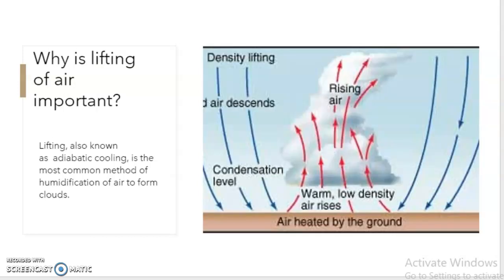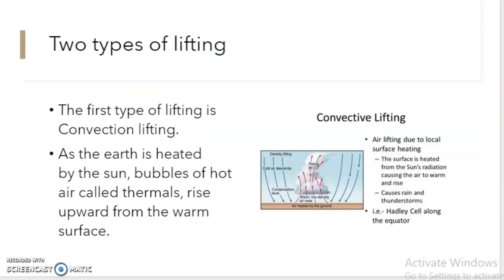And then next we'll talk about why airlifting is important. Lifting, also known as adiabatic cooling, is the most common method of humidification of air to form clouds. You start with air heated by the ground, as shown in this picture, and it rises, and then the density descends. And it just does this process over and over again.